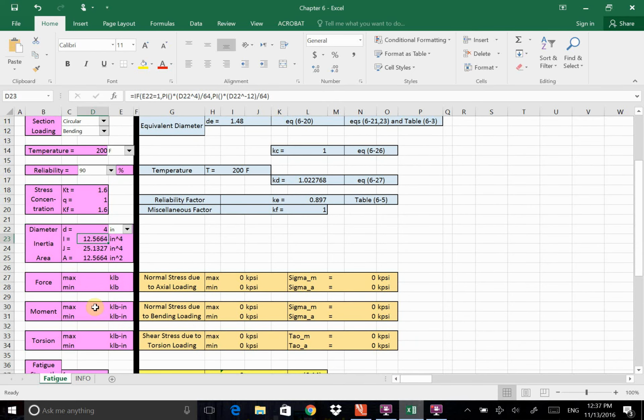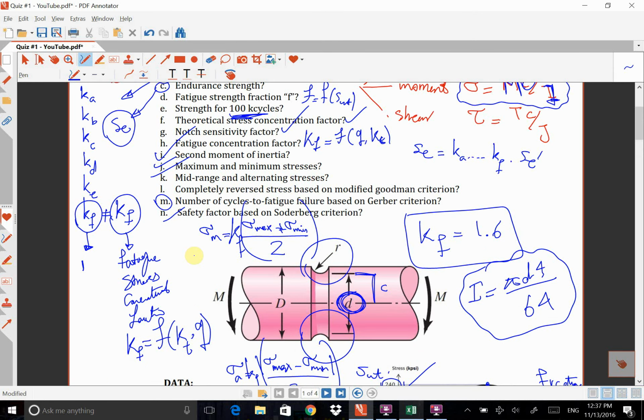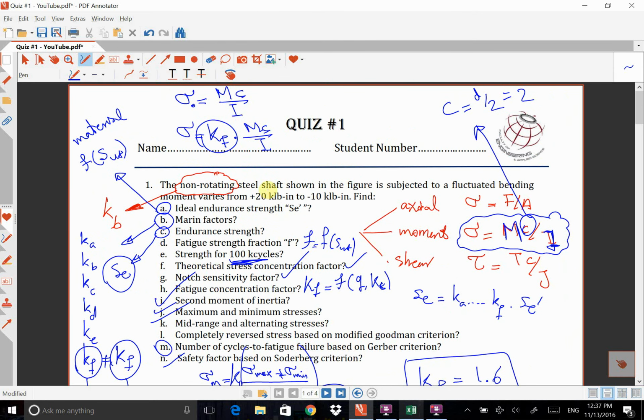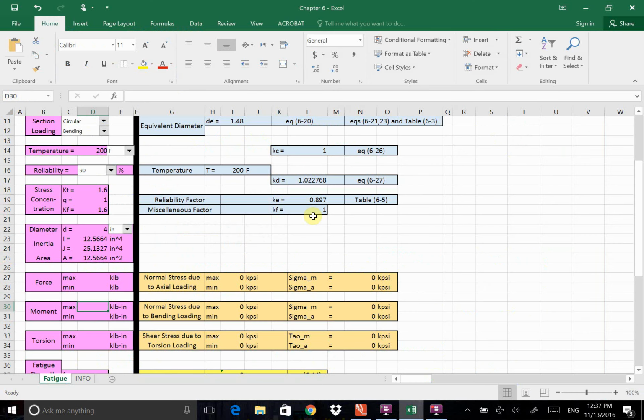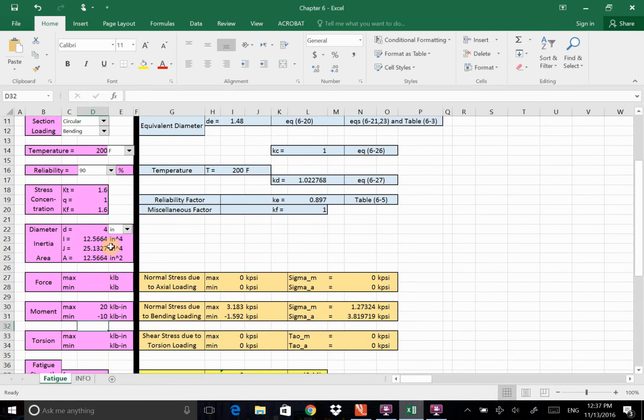Forces, you don't have any forces. Moment. Moment is varying from -10 to 20. So the maximum is 20 and the minimum is 10. And we need to be careful to use the same units here as what we had in the question, kilopounds times inch. Yes, that's kilopounds times inch.